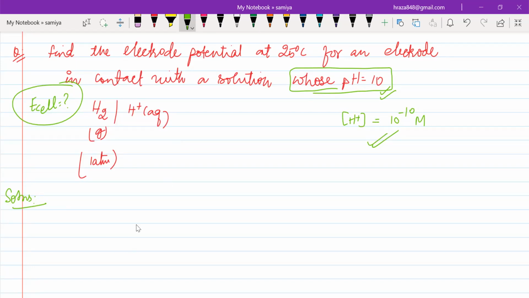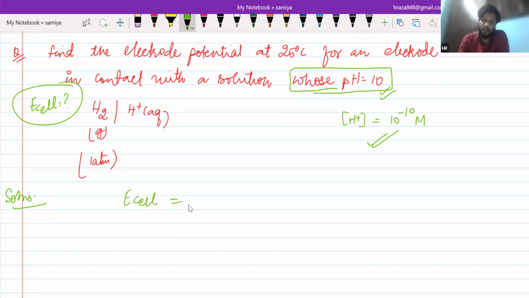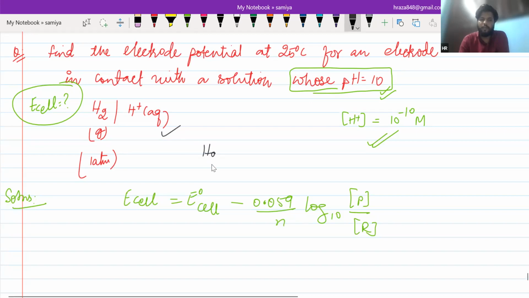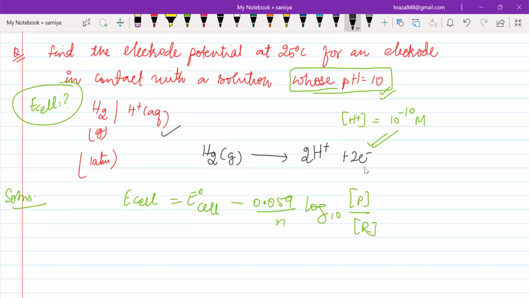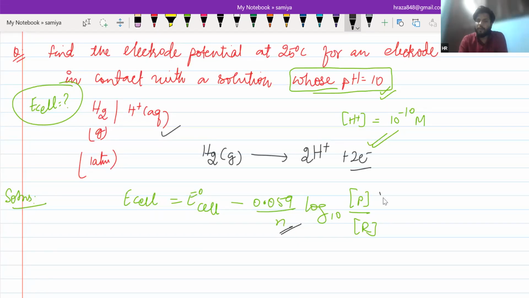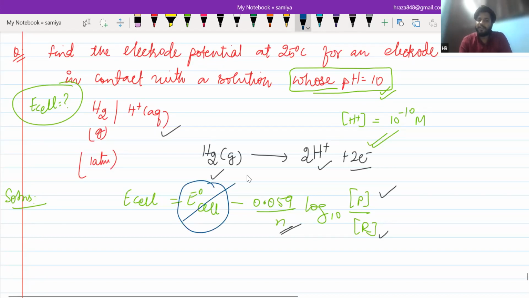Now see, I'm going to apply the formula. E cell will be equal to E naught cell minus 0.059 upon n log to the base 10 product upon reactant. Now again, I'm going to write the equation for this. H2 in gaseous state converted into H plus, and balance it. Yes or no? Yes. Now you can see the number of electrons is 2, and the product is H plus and the reactant is H2. The important thing is that E naught cell of hydrogen is 0.